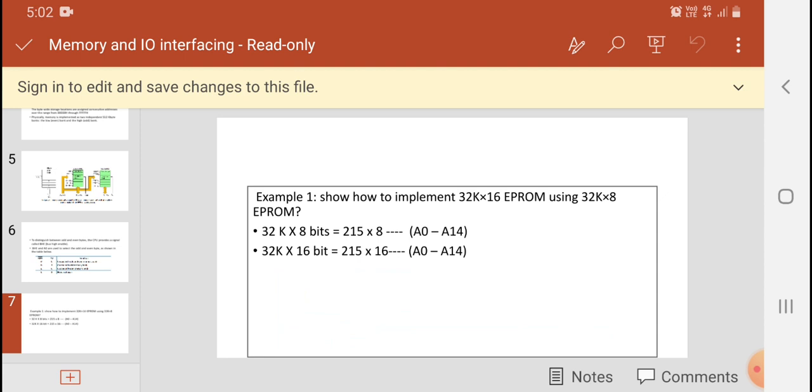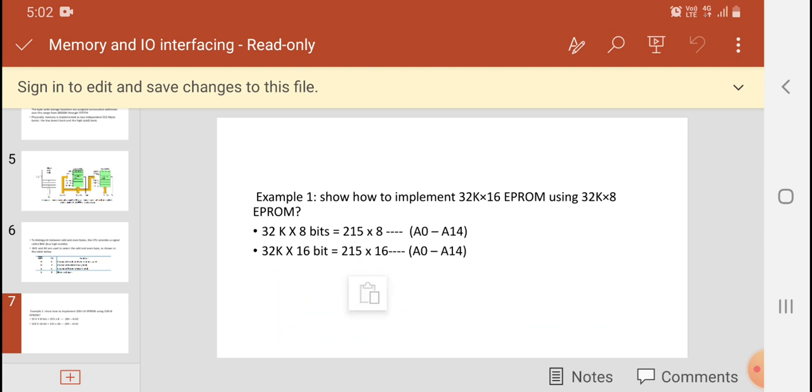How many address lines are you going to use for the memory interface? That must be determined by checking the memory content, 32K. So 2 power 15 is 32K.